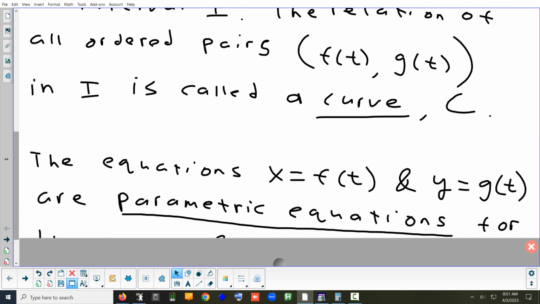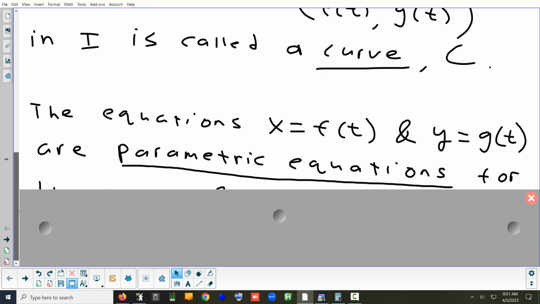And the two formulas that you use, the x formula and the y formula, those are called parametric equations. And they always come in pairs. If you have an x formula but no y, that's no good. You can't do that. Parametric equations always come together as a pair.